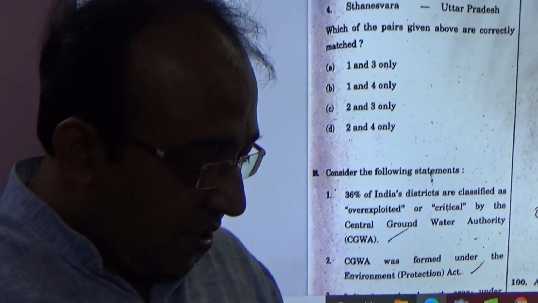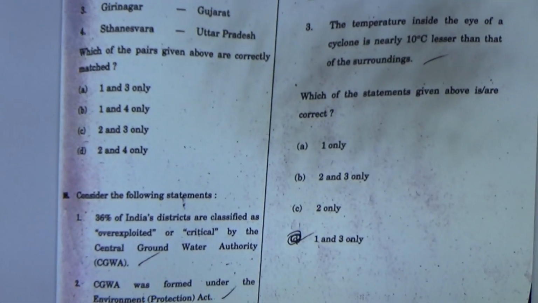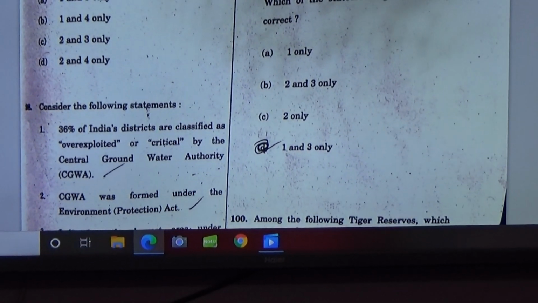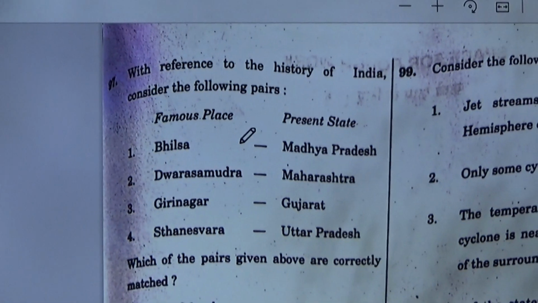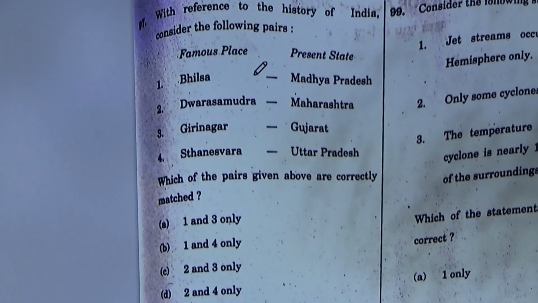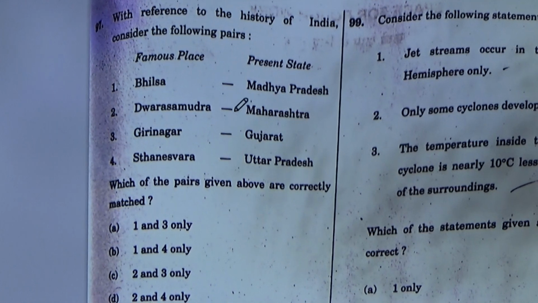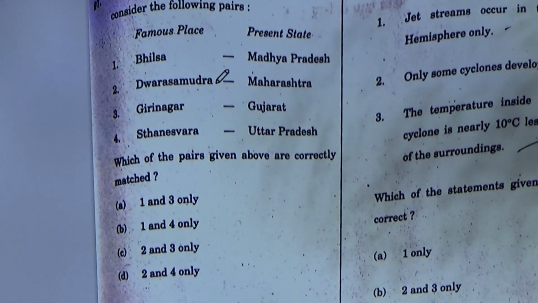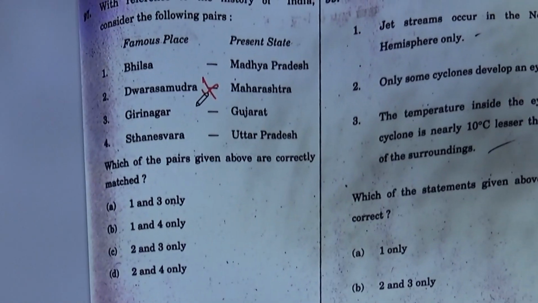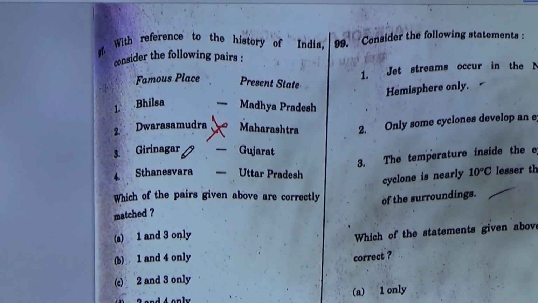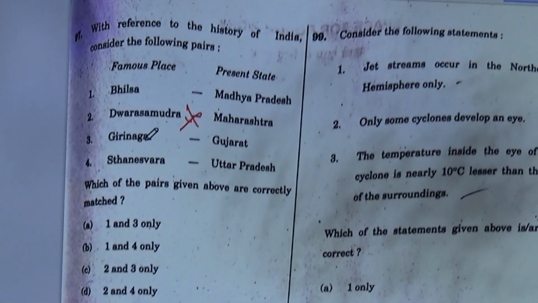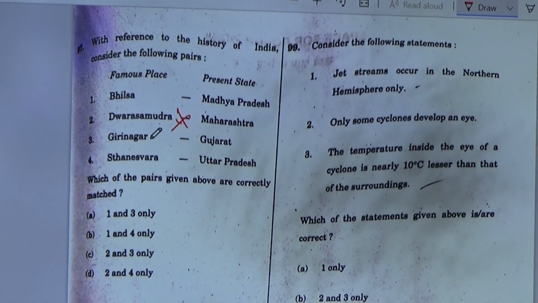Now this is one more question, that is question number 97. It is a part of your history only, because Bhilsa has been a famous place in history in Madhya Pradesh. Fine, that is correct. Dwara Samudra was a capital that was created by Muhammad bin Tughlaq, in fact. So of course that is incorrect, it was in North India only. Maharashtra is not at all Dwara Samudra. So that is incorrect. Then Girinagar, that's Girnar. Girnar is famous for the rock edict. So Gujarat is correct in that way.